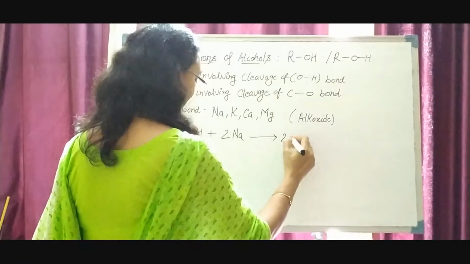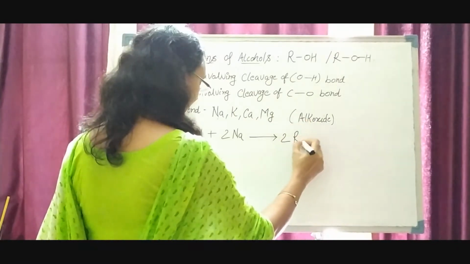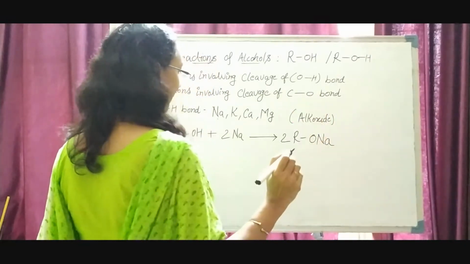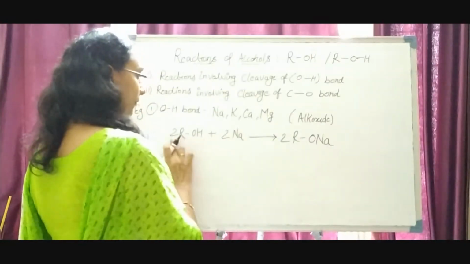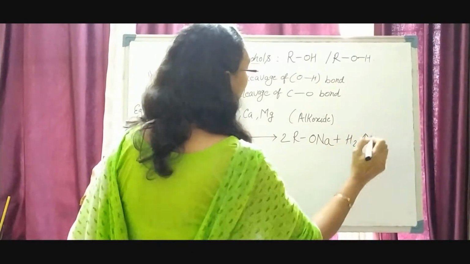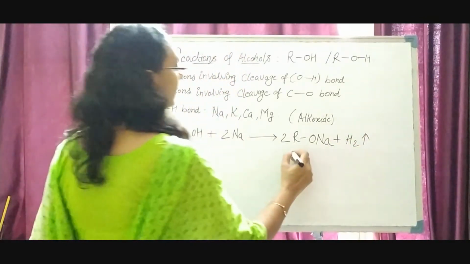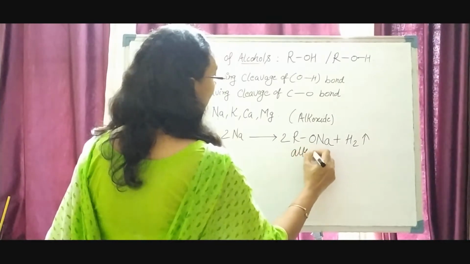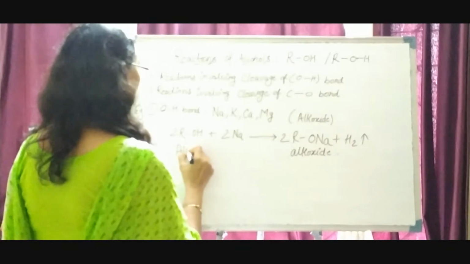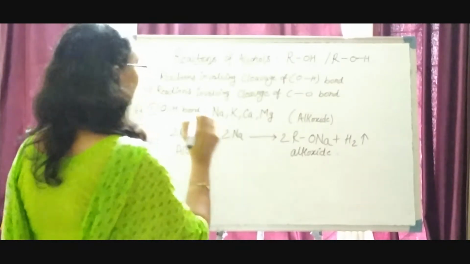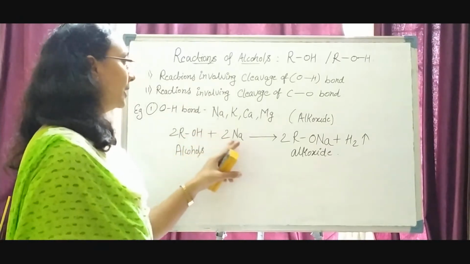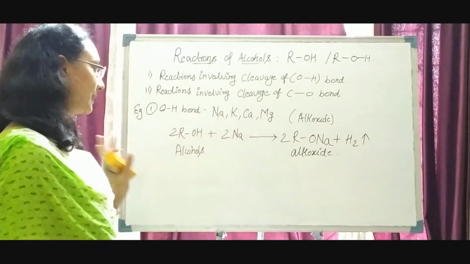plus sodium, that will give you an alkoxide. Now we will balance the reaction. The alkoxide we are getting is RONa. So now we are left with 2 hydrogen, that is, with the liberation of hydrogen we will get an alkoxide when the alcohols undergo the cleavage between OH in presence of the electropositive metal.